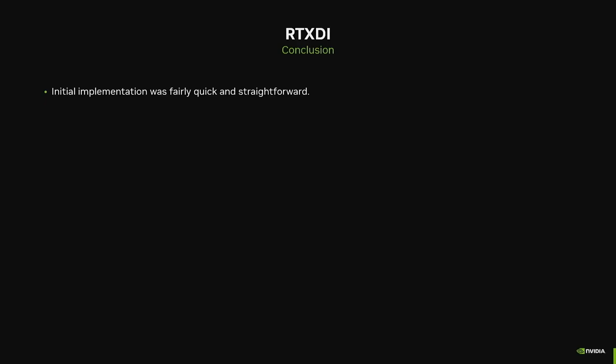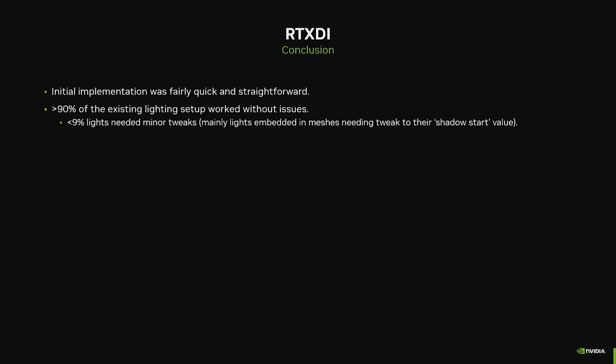So to conclude, the initial implementation for us was fairly quick and straightforward since we already had some ray tracing in our engine. I would say that 90% of all our lighting setups worked flawlessly. Maybe less than 9% of the lights needed some minor tweaks, and that was mainly lights that were embedded inside objects that needed some tweak to their shadow start values so they don't self-intersect. And maybe less than 1% of the lights needed some major change, so reworking the lighting setup, like the shape of the light, the size, the strength, and the placement of the lights.